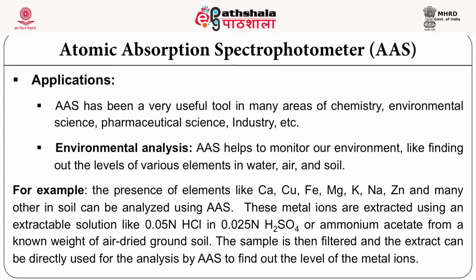These metal ions are extracted using an extractable solution like 0.05 N HCl and 0.025 N H2SO4 or ammonium acetate from a known weight of air dried ground soil. The sample is then filtered and the extract can be directly used for the analysis by AAS to find out the level of the metal ions present in it.